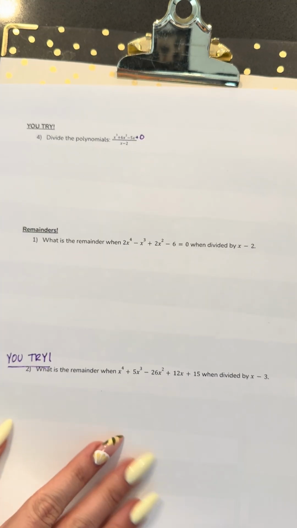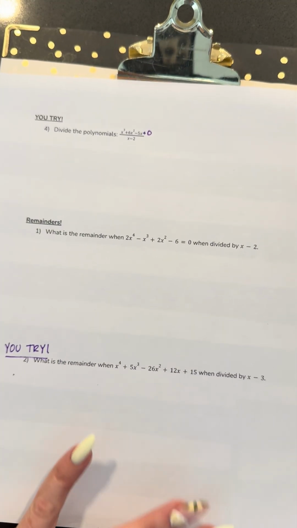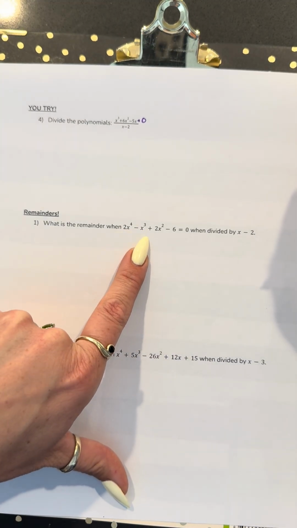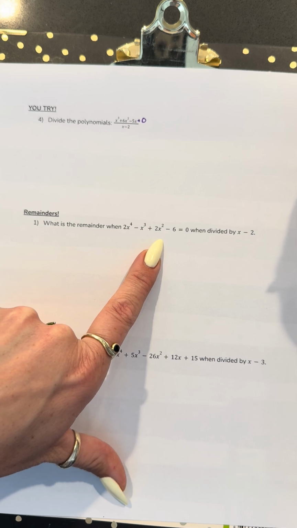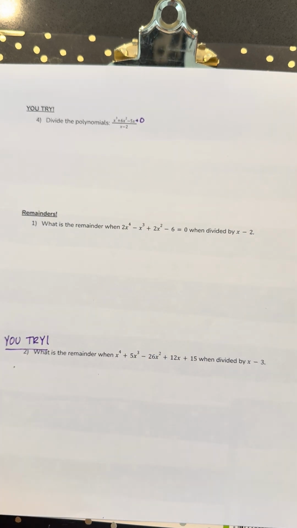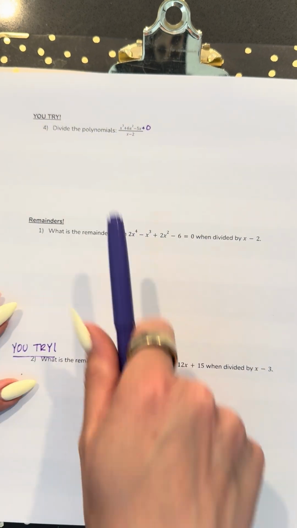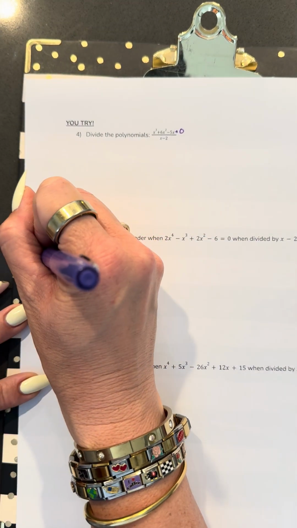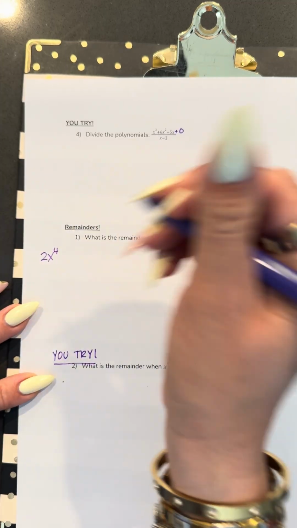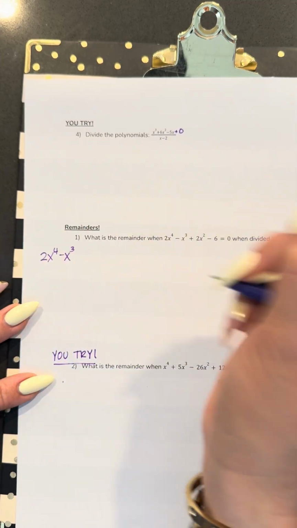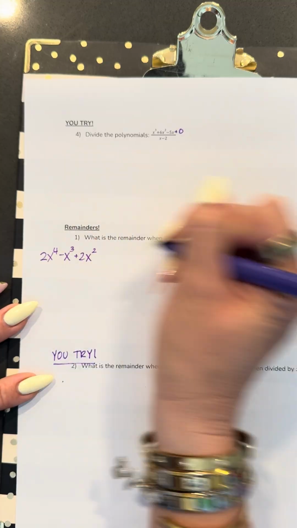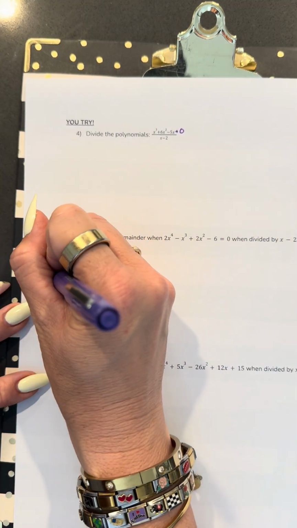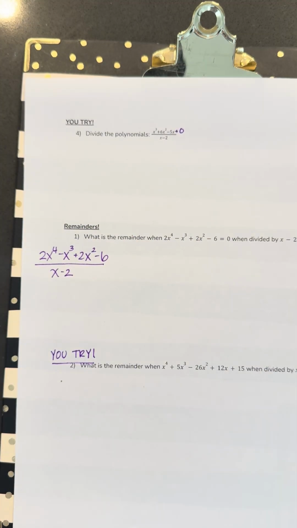And then number 1 on the second part, talking about remainders. It says, what is the remainder when 2x to the 4th minus x to the 3rd plus 2x squared minus 6 equals 0 when divided by x minus 2? So basically, this isn't shown as a fraction, but this is another way of saying 2x to the 4th minus x to the 3rd plus 2x squared minus 6 all over x minus 2.